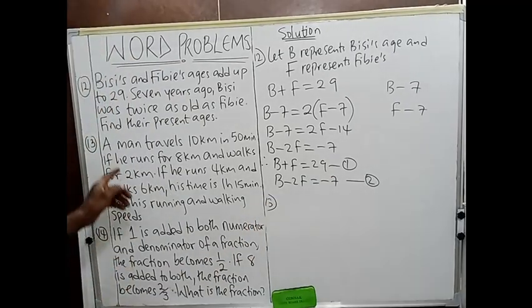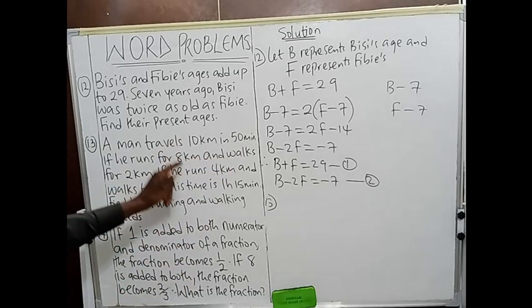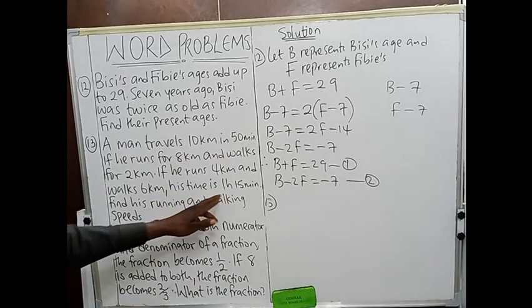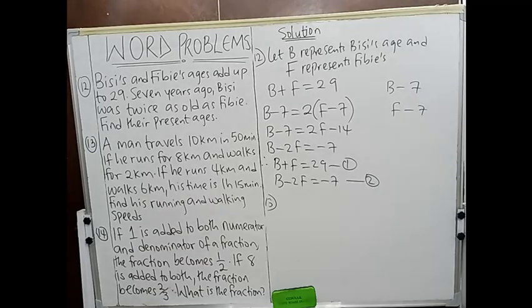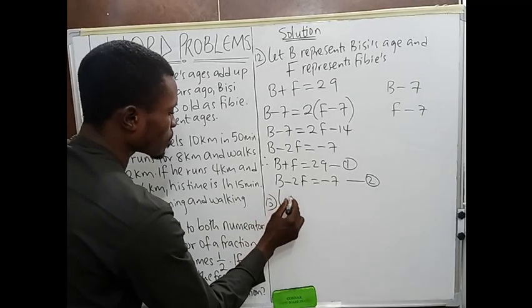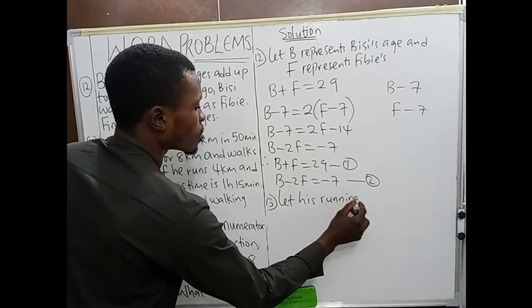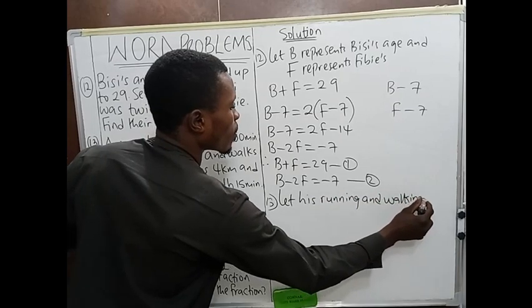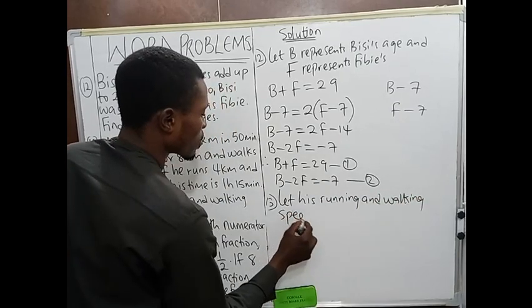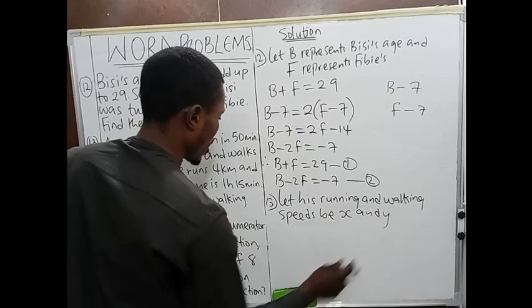Now for number 13, we're told that a man travels 10 kilometers in 50 minutes if he runs for 8 kilometers and walks for 2 kilometers. If he runs 4 kilometers and walks 6 kilometers, his time is 1 hour 15 minutes. Find his running and walking speed. We let his running and walking speeds be x and y.